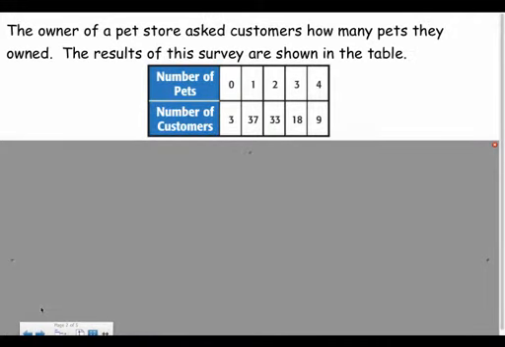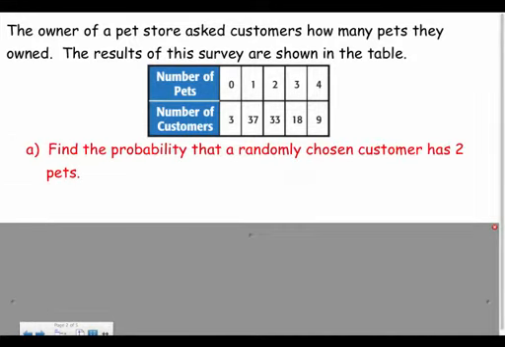So let's just look at a basic example here. It says the owner of a pet store asks customers how many pets they own. The results of this survey are shown in the table. So 3 customers have 0 pets, 37 customers 1 pet, and so on and so forth. Let's just do a few questions from there. So this is: find the probability that a randomly chosen customer has 2 pets. We just have to think a little bit, not overly hard here.